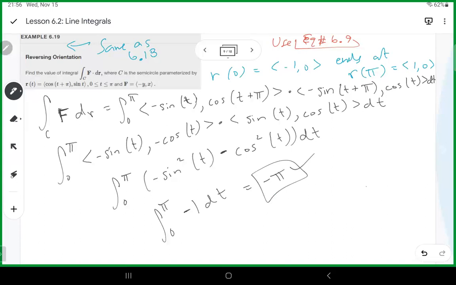Notice that this is the negative of the answer. It makes sense that this is the negative because the orientation of the curve goes against the flow of the vector field. Okay? So, makes sense.